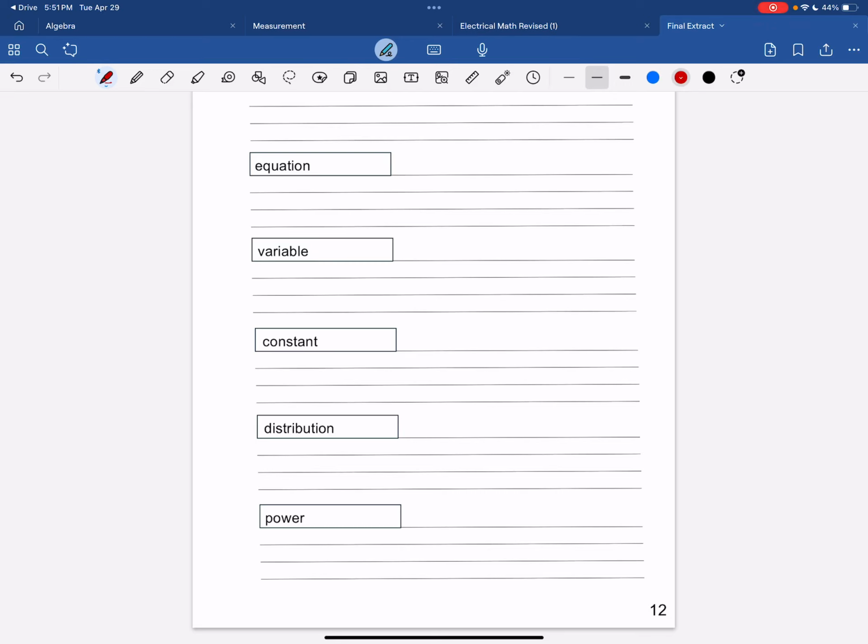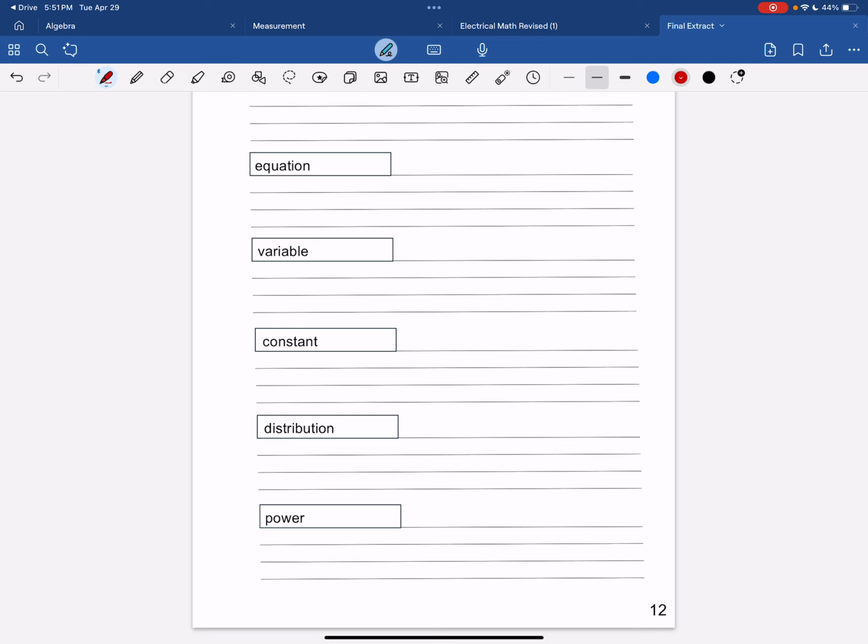In this video, I'm going to go over some terms that you will need to know in order to understand Ohm's law. So I'm going to give you some definitions that will directly relate to your Ohm's wheel.